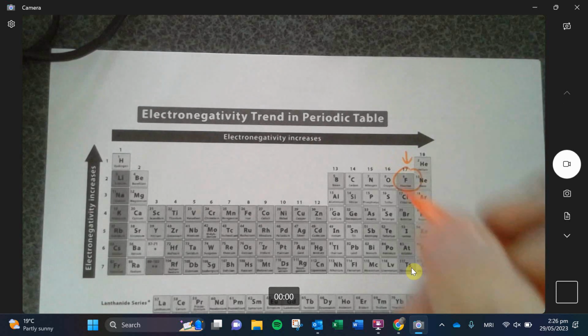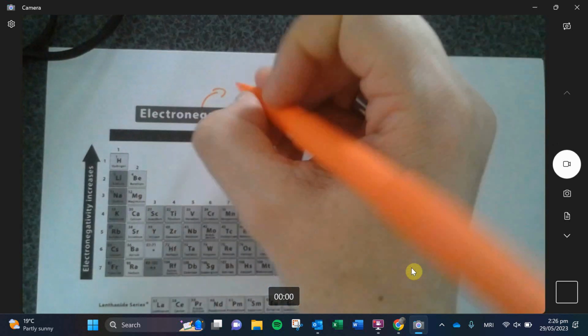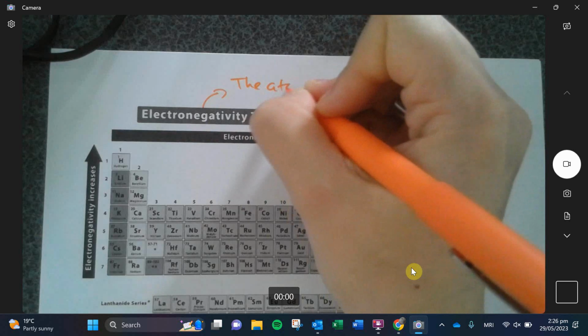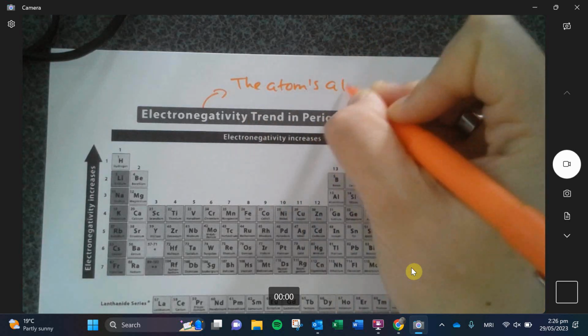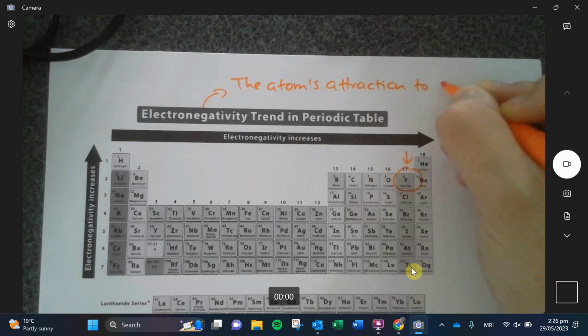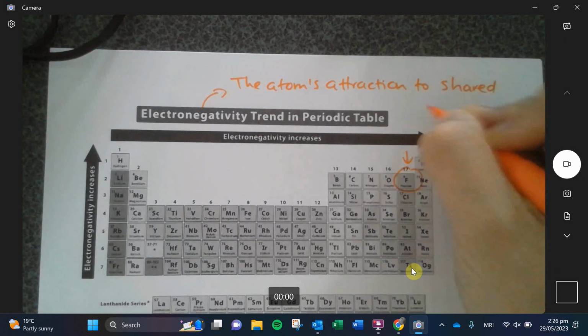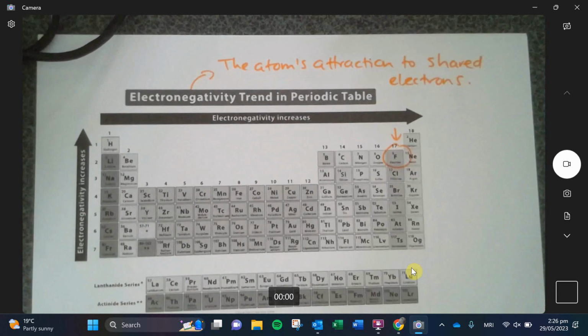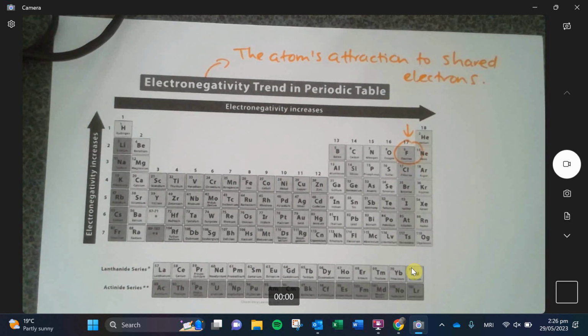So just be mindful that when we're talking about electronegativity, we're talking about the atom's attraction to shared electrons, so our covalent electrons. Are we good so far?